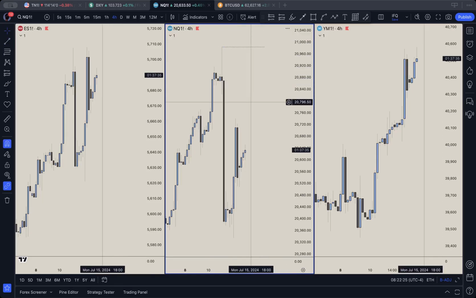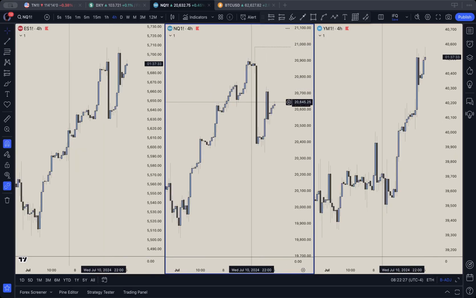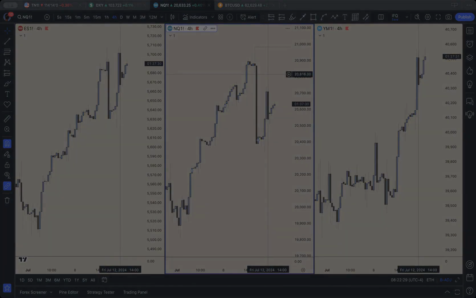Let me just restart my TradingView here. What is happening?